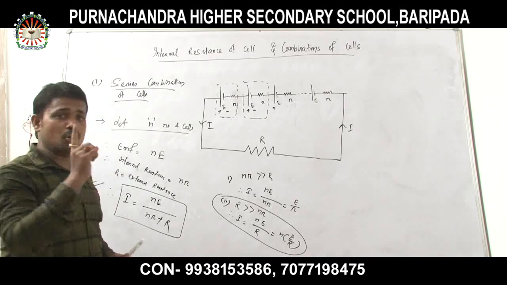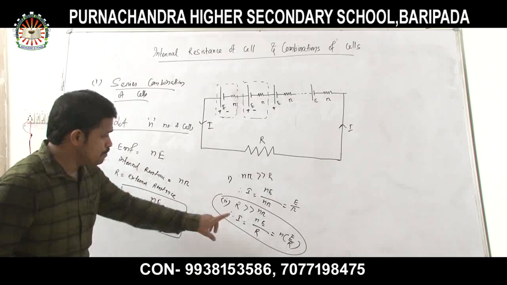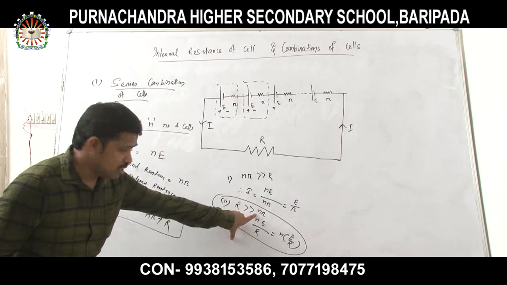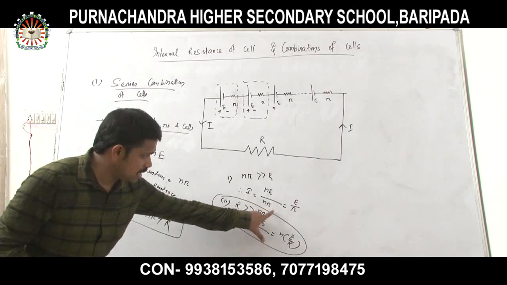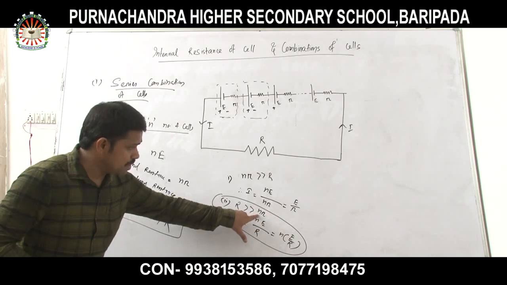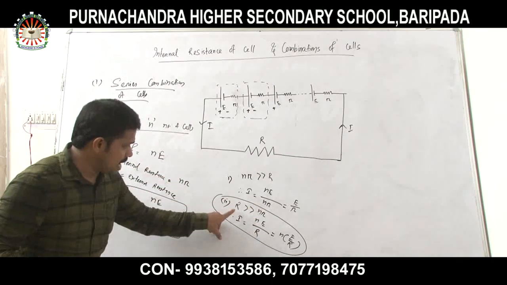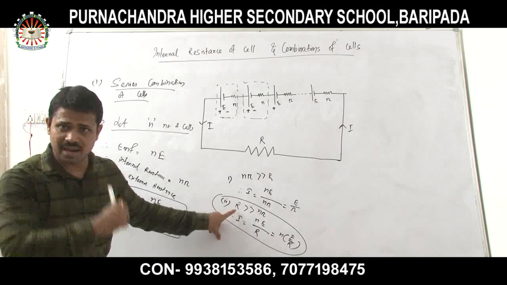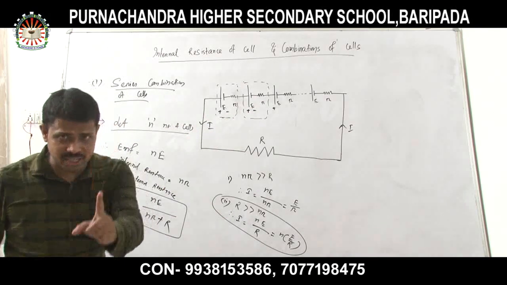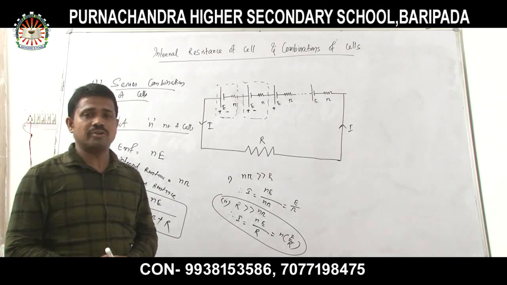So I can conclude one thing here, a very important conclusion: when the external resistance of a circuit is greater than the net internal resistance of the cells, or in other words, if the net internal resistance of the cells is neglected as compared to the external resistance, then the cells can be connected in series to get the maximum current in an electrical circuit.